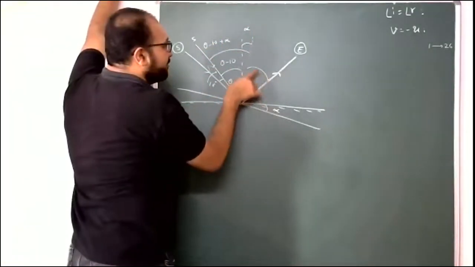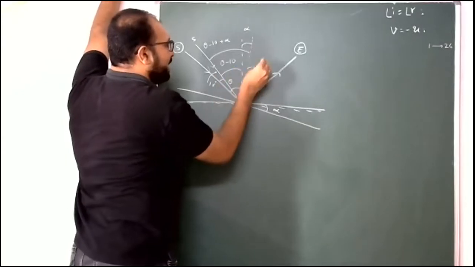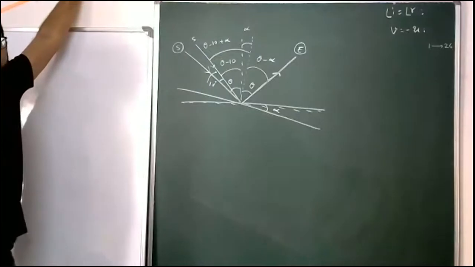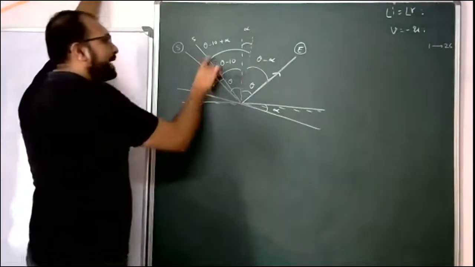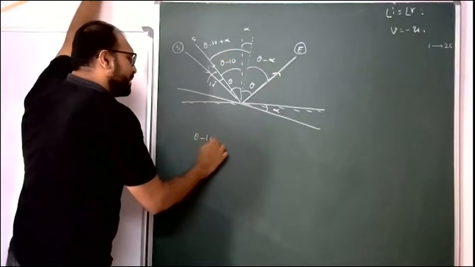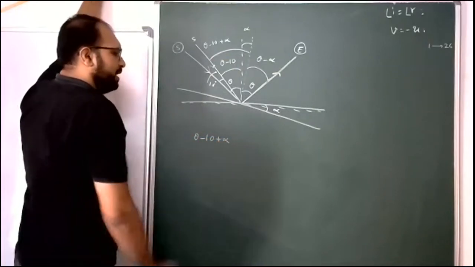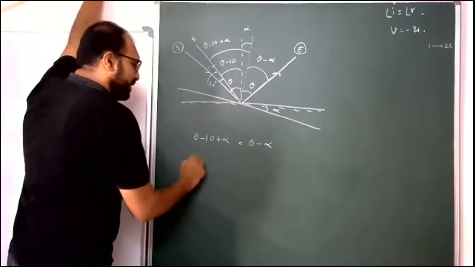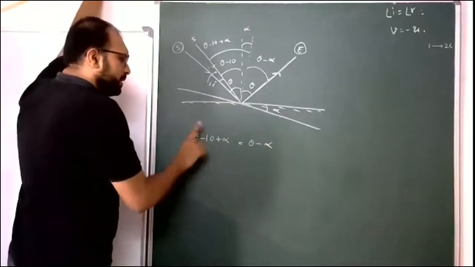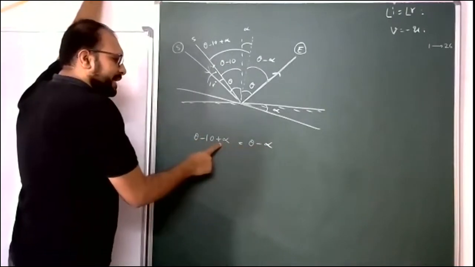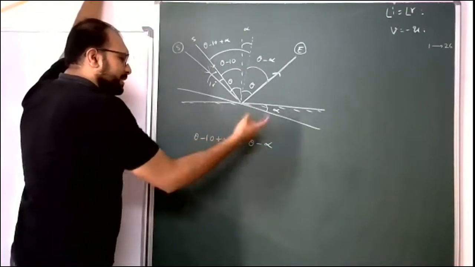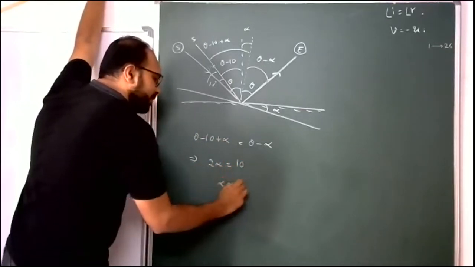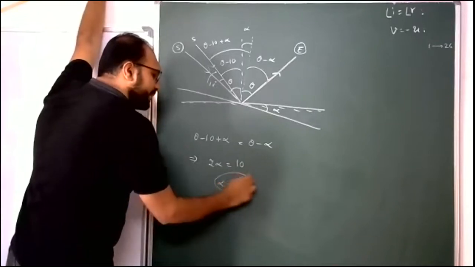So what is the angle of reflection? Previously theta, now theta minus alpha. Okay. Now the angle of incidence, theta minus 10 plus alpha, is equal to the angle of reflection, theta minus alpha. Students, now alpha this side, theta and theta cancel, 10 that side. So 2 alpha equals 10, alpha equals 10 by 2, which is 5 degrees.